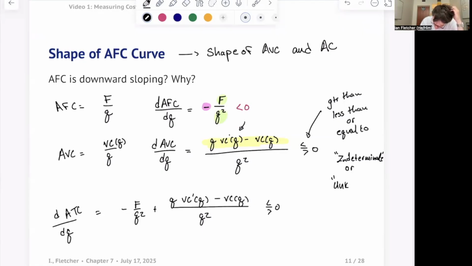or unknown. It's a fancy way of saying we don't know what's really going on. The only one that we can constantly say will have a downward sloping curve always is the average fixed cost, which is why that's kind of the key focus here.